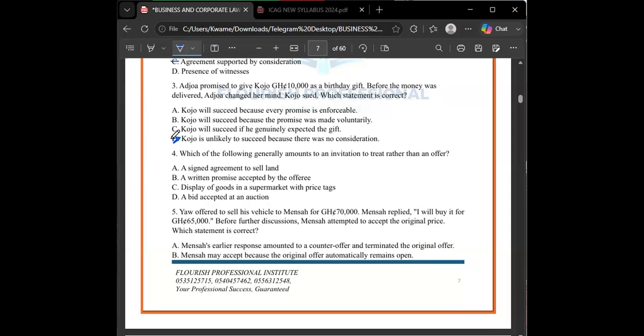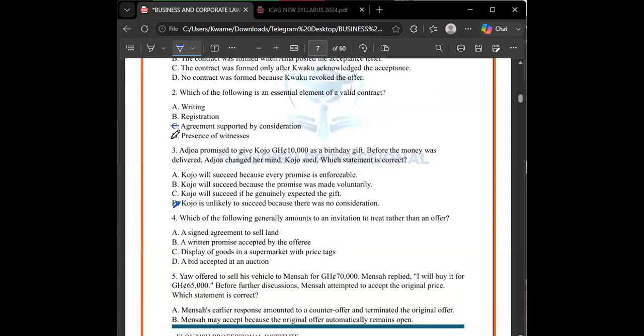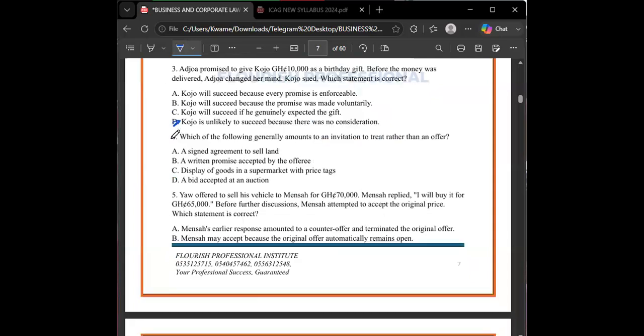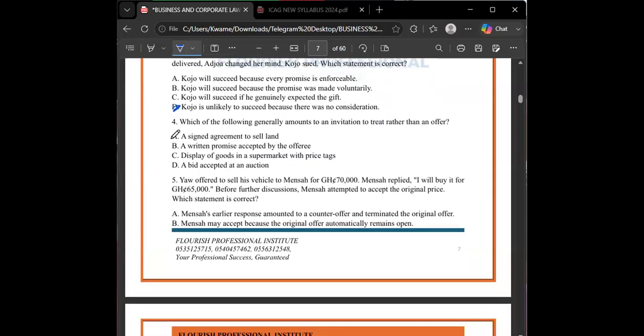Remember in the just past question, we said a contract is what? Agreement supported by consideration. He didn't bring any consideration, so he can't sue. Our time is up. Let's do question 4 and 5, and then we know that we reach legal obligation. Question 4 and question 5. All right, let's do question 4 and 5, please. Question 4.